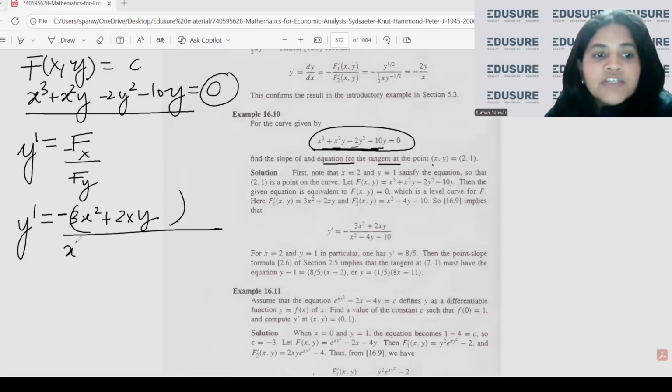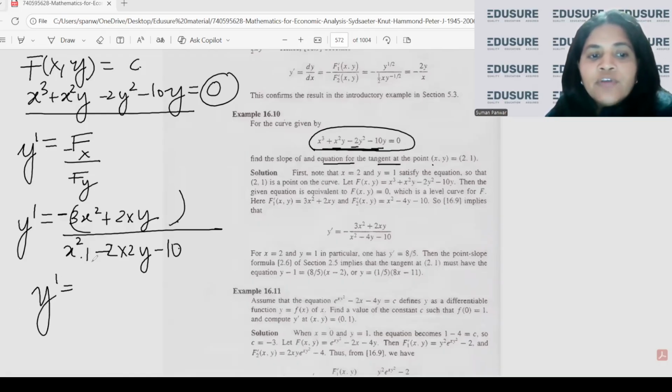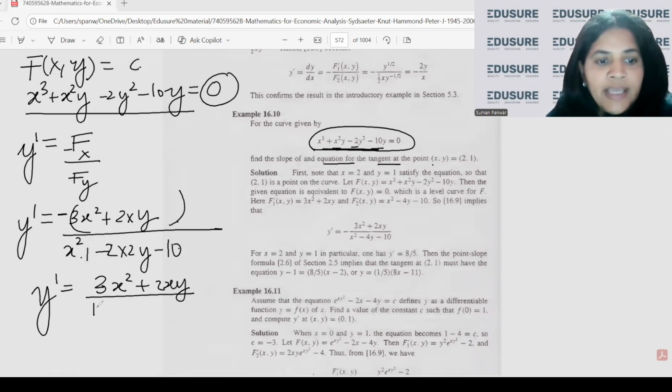respect to y, which is x square into 1, x cube का derivative with respect to y 0 हो जाएगा, minus 2 into 2y minus 10. So y dash, so ऊपर से negative sign को नीचे से cancel कर लेते हैं. So we are going to have 3x square plus 2xy upon 10 plus 4y minus x square.